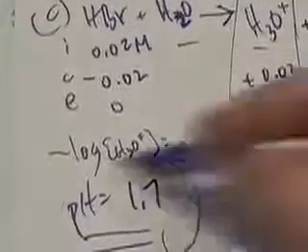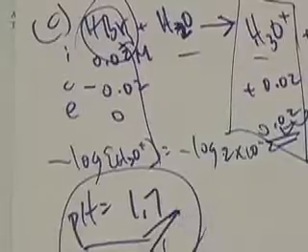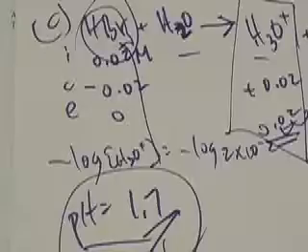Now, this is if we just add HBr to pure water. Now let's find out what happens if we add this same amount of acid to a buffer solution of acetic acid and sodium acetate. A buffer, of course, is something that resists change in pH, and so it should resist it enough to be higher than 1.7 anyway, because remember the buffer solution starts at about 4.74.